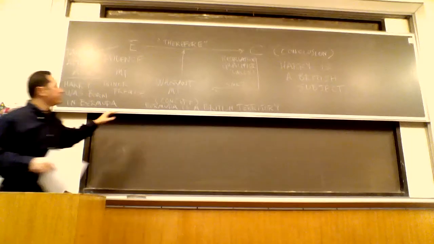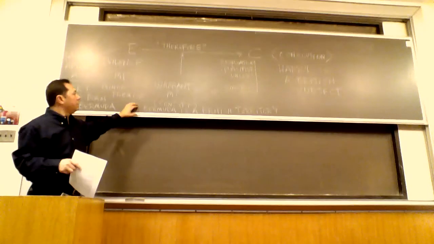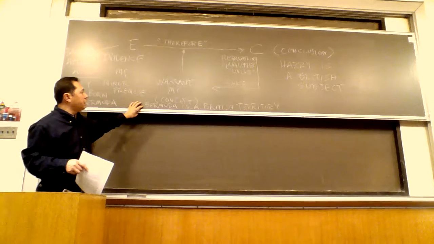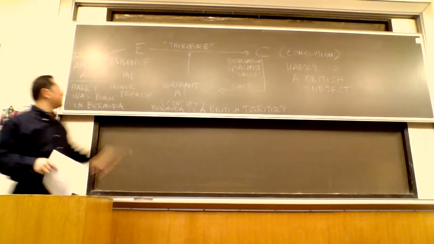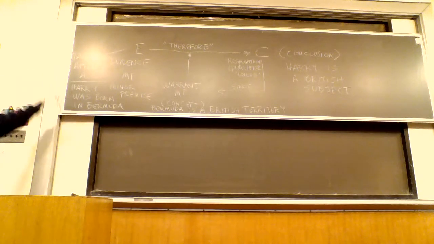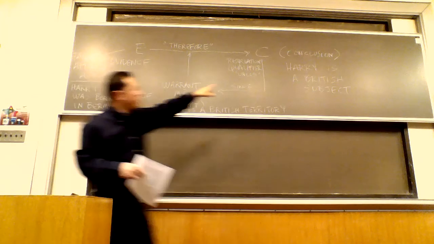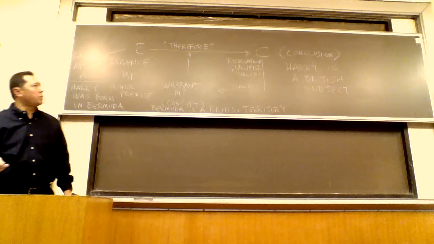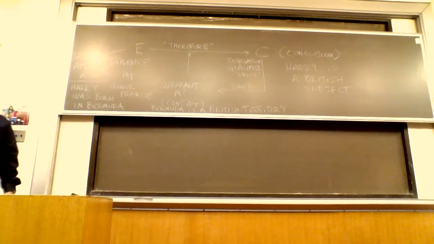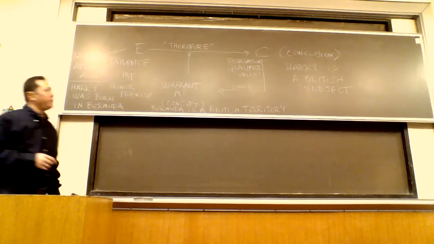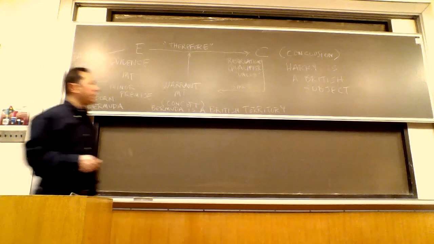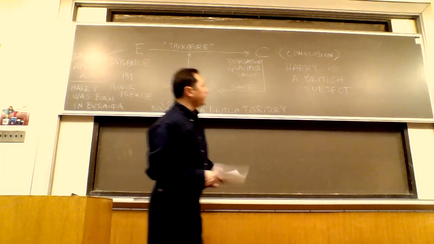Okay? The concept is that Bermuda is a British territory. Harry was born in Bermuda is the evidence, after all. And then the conclusion is Harry is a British subject. Now, what will be the qualifiers or the reservations to this statement? Anybody have any idea? What will be the qualifiers to that, or the reservations to that? What would make Harry to not be a British subject?